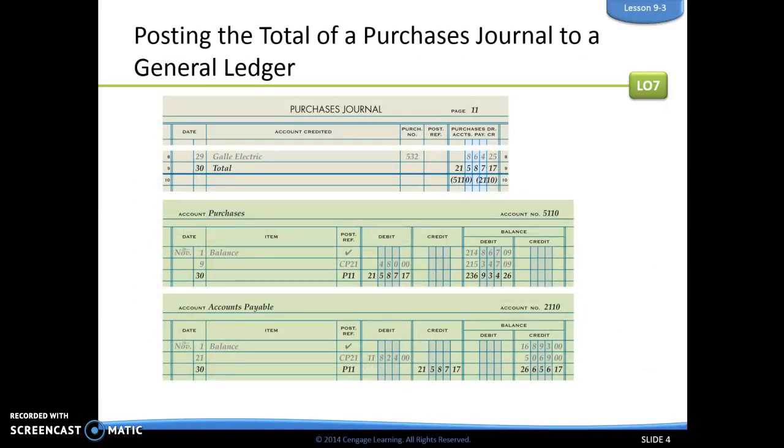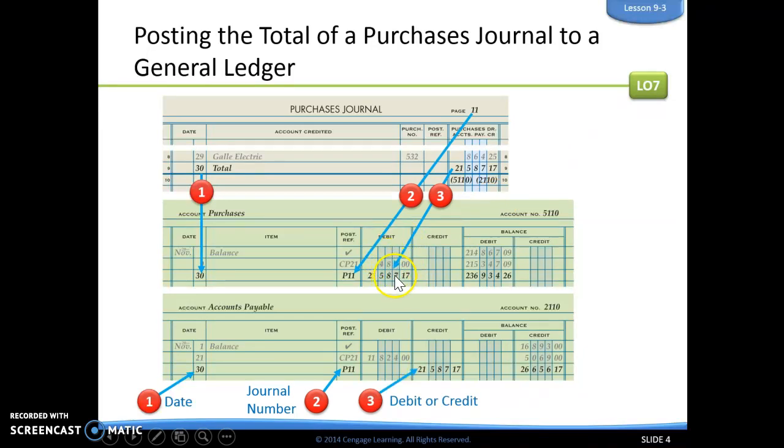Now, when we post the total of the purchases journal, it's a little bit trickier here because we have 2 accounts that we're going to be posting to. We have to pay attention to this heading. Notice it says purchases debit and accounts payable credit. That tells us we are posting to both of those accounts. So I start with my date, purchases journal page 11. Here I have a debit to my purchases account, and down here I write it as a credit to my accounts payable.